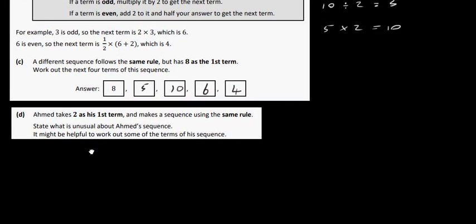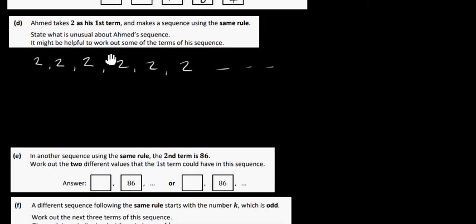Ahmed takes 2 as his first term and makes the sequence using the same rule. State what is unusual about Ahmed's sequence. So if you take Ahmed's number here, 2, it's an even number, so you're going to add 2 and half it to give you 2. 2 is an even number, add 2 to give you 4, half it, give you 2. So you're always going to end up with 2. So what's unusual about that? Well, it's fairly obvious.